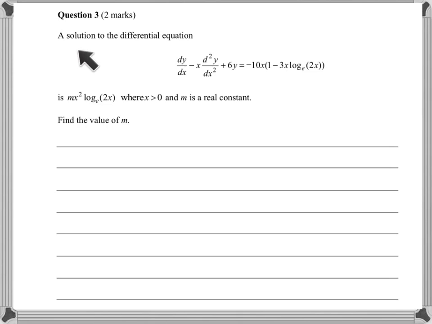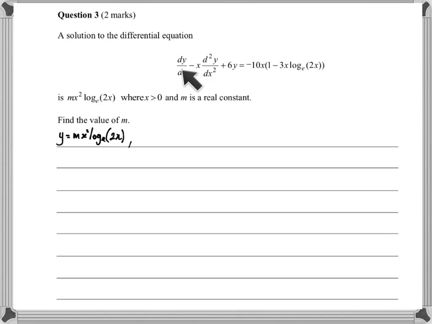Next question. So a solution to the differential equation, here it is, mx squared log of 2x. Okay, now x is greater than 0 and m is just a real constant. We have to find the values of m. So the first thing to do is, if that's a solution to the DE, then that is equivalent to y. Y is equal to that.